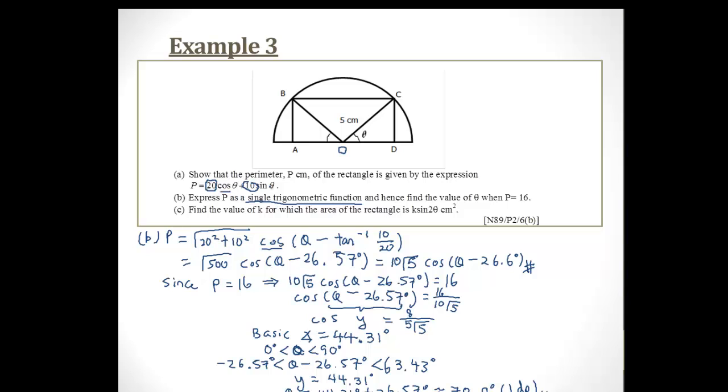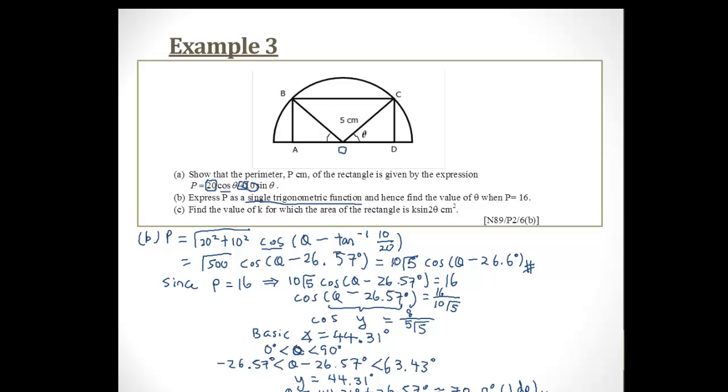Open bracket, the same angle theta, and then since we are using the cosine function, we have to change the given plus sign to minus. Tangent inverse, second number 10 divided by the first number 20. Close bracket. And so this will be equal to root 500 cosine, open bracket, theta minus 26.57 degrees, close bracket. We always give the working as 2 decimal places if the angle is in degrees.